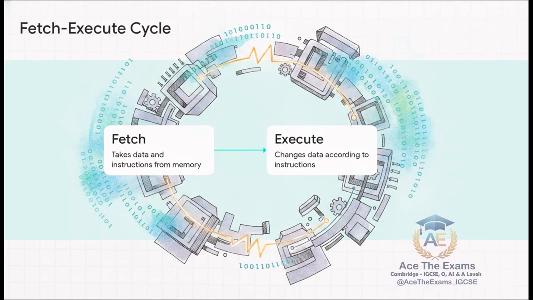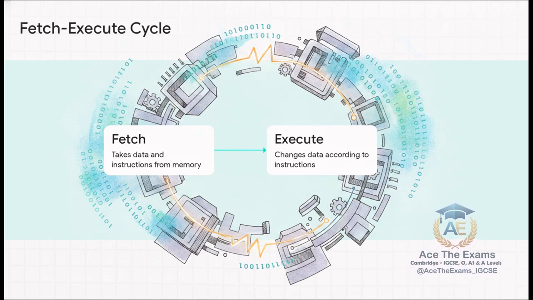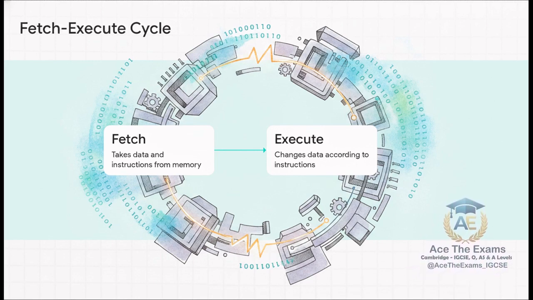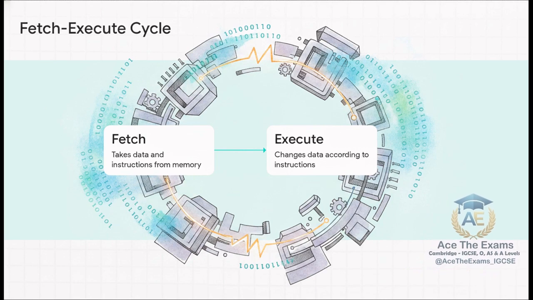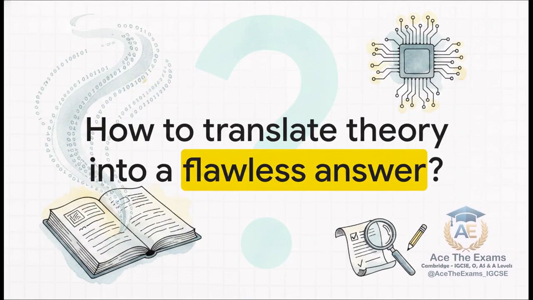It's constantly pulling instructions and acting upon them in a continuous, unbreakable loop. The CPU fetches data from the memory, figures out what to do with it, and then executes that instruction. Fetch, execute, fetch, execute. This happens billions of times every single second. It's wild. So, what does this all mean for you?